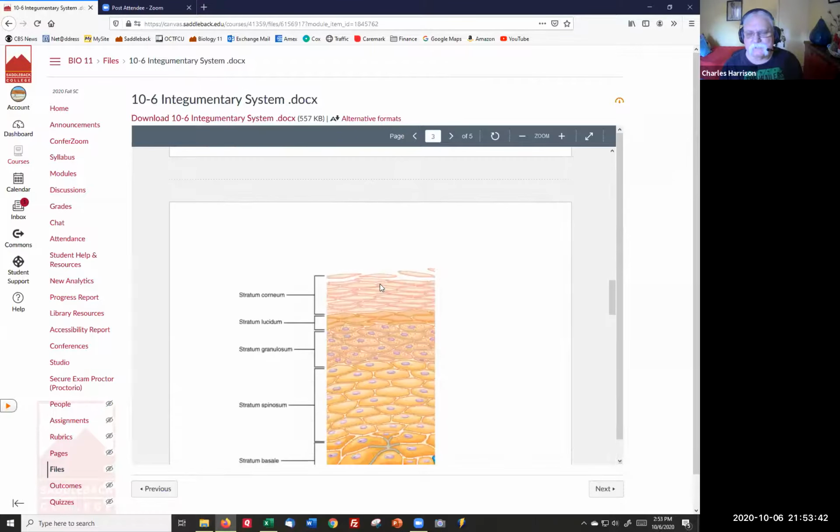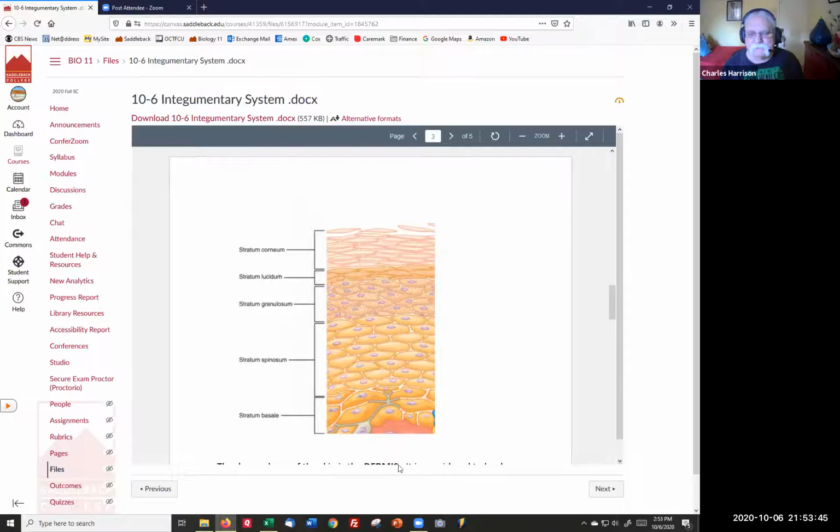Okay, now here's what we're looking at. Here's the base. We'll go the opposite direction this time. We'll start with the stratum basale. It's about 1 to 2 layers thick only, but the cells are large and they constantly divide. This layer is also called the stratum germinativum, germinativum referring to the fact that they are the germ layer, the parent of all of the rest of the layers.